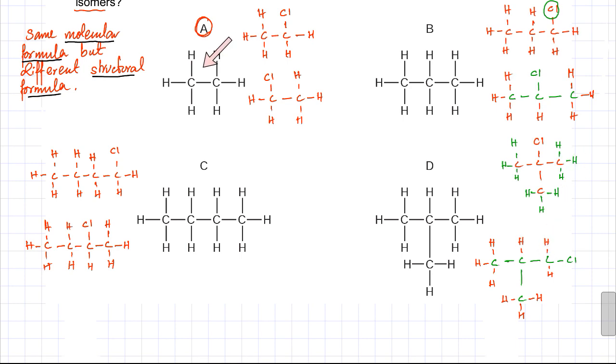So only option A is the one that would not form any isomers. If Cl is attached to either of the carbon atoms, they're basically the same molecule. They're just flipped versions. You've just picked up the molecule and rotated it by 180 degrees, so it's basically the same molecule. The Cl is still attached to the carbon at the end. In both cases, they are exactly identical. They're not isomers.